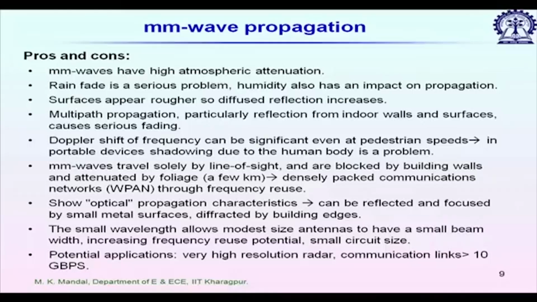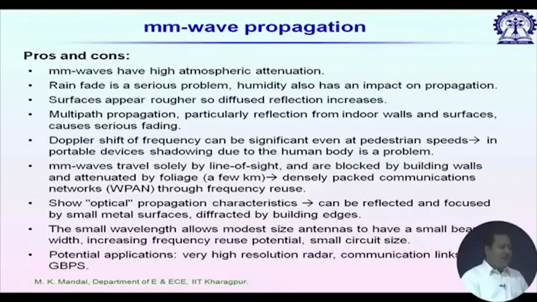But in humid conditions, let us say humidity is almost 100%, this attenuation can increase to 3 to 4 dB per kilometer just due to humidity. Then, surfaces appear rougher, so diffused reflection increases. So, multipath propagation causes another problem, particularly reflection from indoor walls and surfaces, which causes serious fading.